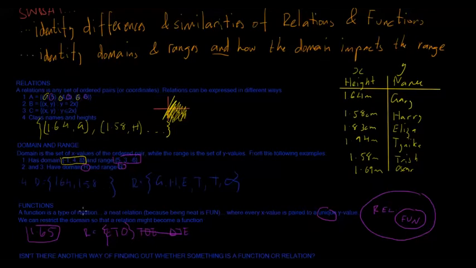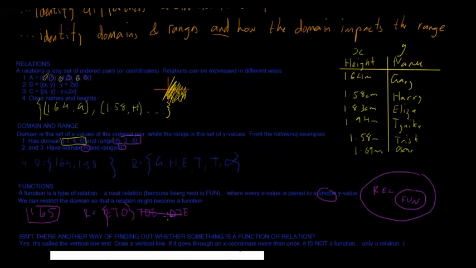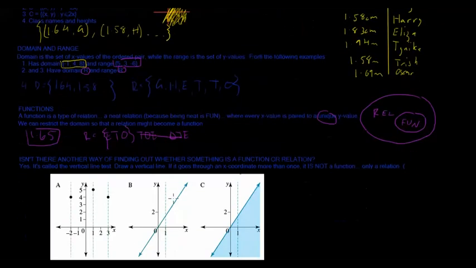So how do we know whether it's a function or a relation? There's got to be an easier way to work this out than checking whether every x value is paired to a unique y value. That doesn't make a lot of sense. What does that mean graphically? Isn't there another way of finding out whether something is a function or a relation?